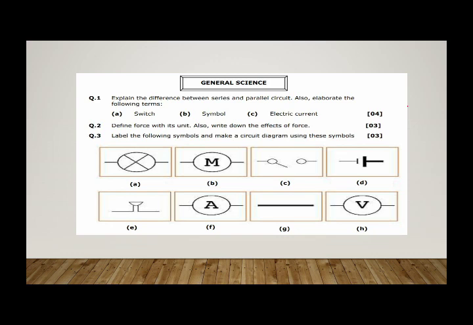Secondly, you have to elaborate the following terms, that is switch. You have to elaborate switch: what is a switch, how it works, and what is the importance of the switch in the circuit. Second one is symbols of all the components of the electric circuit. You have to elaborate them. And then third one is electric current. You have to elaborate what is electric current, how it works, and what is the importance of the electric current. You get 4 marks for this question, right?